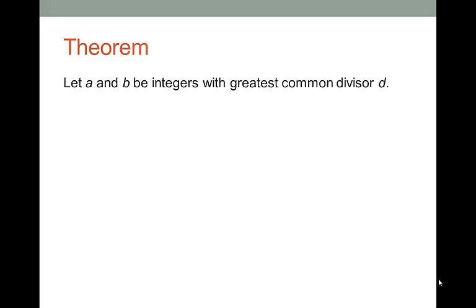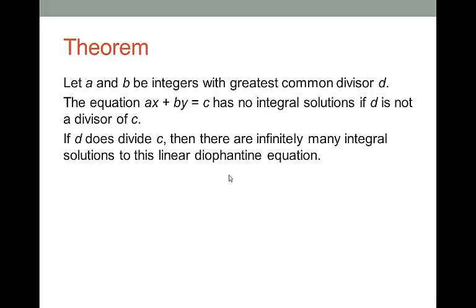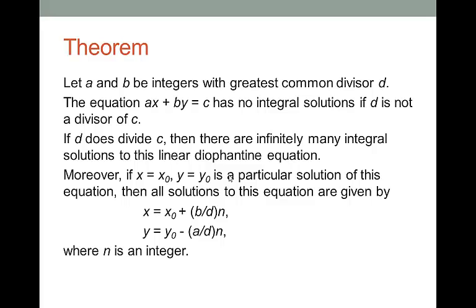So, theorem. Let a and b be integers with the greatest common divisor of d. The equation ax plus by equals c has no integral solutions if d is not a divisor of c. If d does divide c, then there are infinitely many integral solutions to this linear Diophantine equation. Moreover, if x equals x naught and y equals y naught is a particular solution of this equation, then all of the solutions to this equation are given by the equations there. So we need to find one particular solution, and then we can use these formulas to find all of the rest of the solutions.